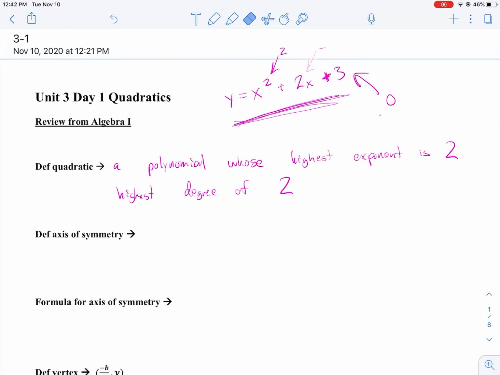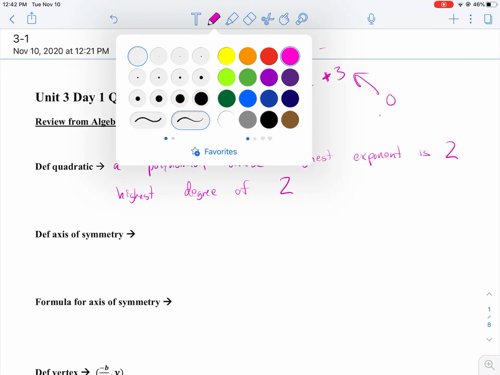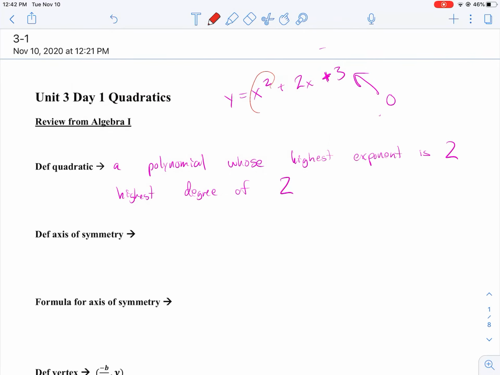And so what do I mean by all that? We're just looking at the exponents associated with the x variables. When we're talking about quadratics, the highest you see as far as degree measure or exponents is to the second power, okay? Anything higher would be something completely different, okay?